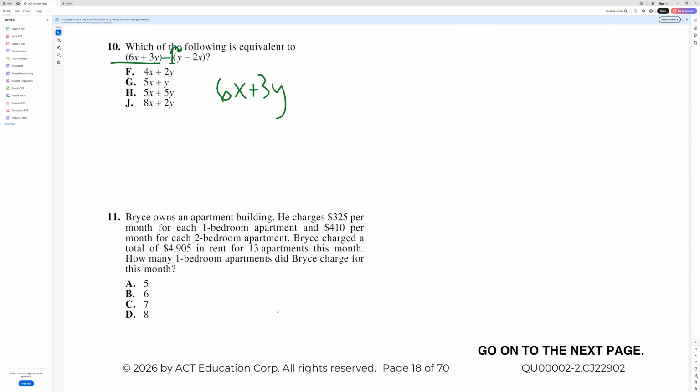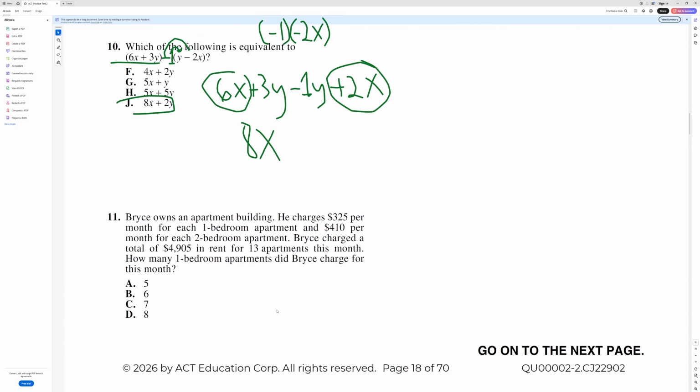Now distribute negative 1 times y, you have a negative 1y, and negative 1 times negative 2x, that happens to be a positive 2x. Notice the x's, 6 and 2 is 8x, and 3 minus 1 is 2. Only one question has 8. So that was the trick: if you have a negative in front, this is going to change to a positive. Very good.